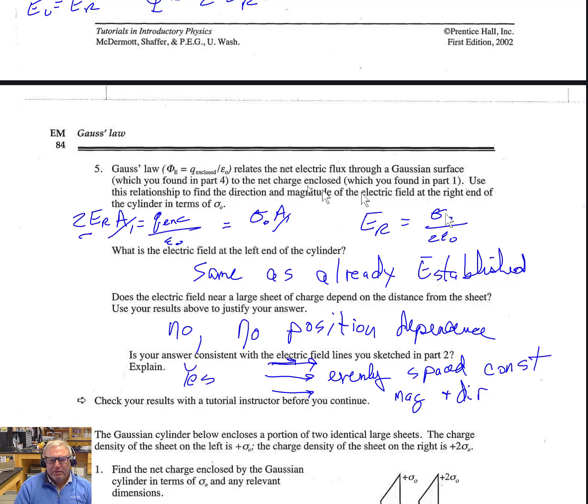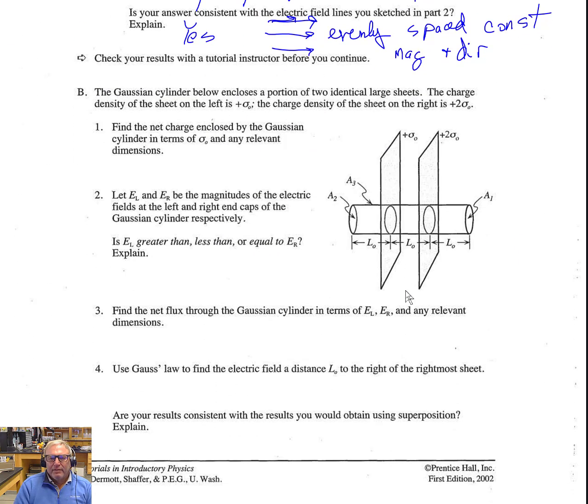No position dependence. Okay, find the net charge enclosed by the Gaussian surface. So there's 2 of them, and that means there's 3 sigma 0 times A1. That's the total enclosed.